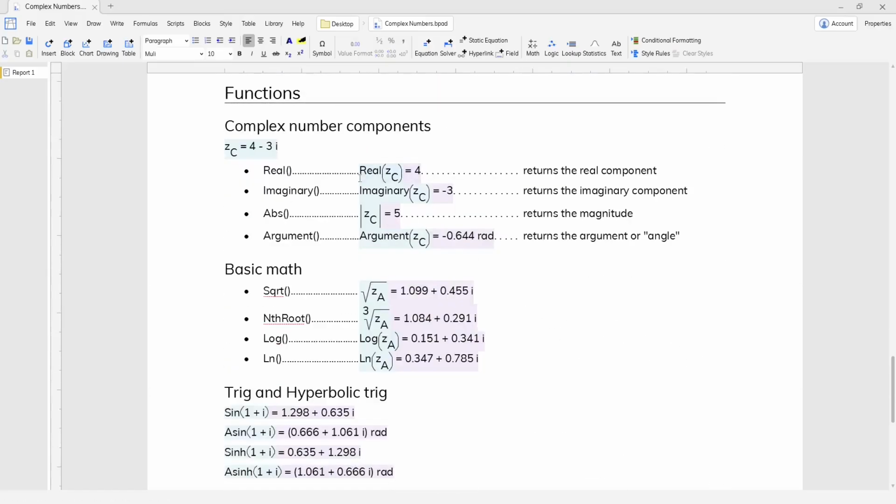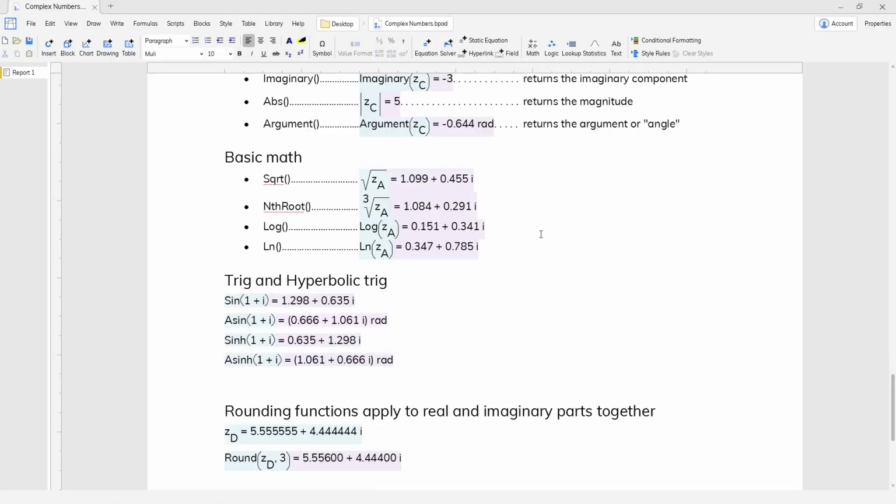So we have the real, imaginary, absolute value, and argument functions, and those are going to return the real component, the imaginary component, the magnitude of the complex number, and the angle or argument, respectively. So you'll use those 4 functions to take out the information from complex numbers, sort of like the inverse of the complex and polar functions, which you use to generate complex numbers.